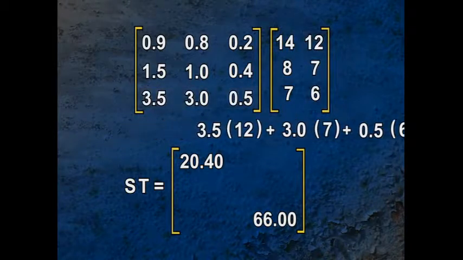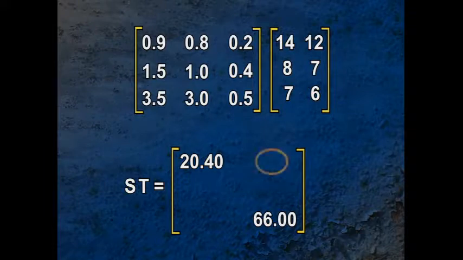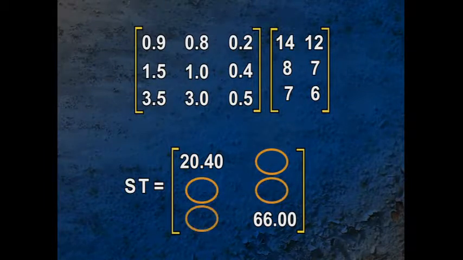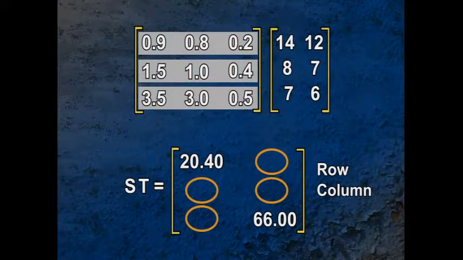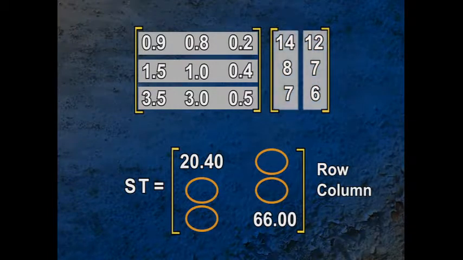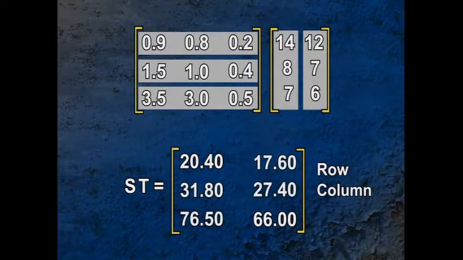Now all of the entries in our resulting matrix are figured the same way. That is, we look at the row and the column involved in the entry. We multiply along the row in the first matrix and along the column in the second matrix to get the entries. The entries look like this.